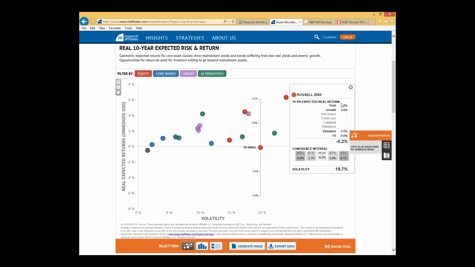For the Russell 2000, the yield is lower, 1.4%, with a little bit higher growth at 2.0%, but they expect the valuations to come down over time, so they're showing negative 3.5%. For a total expected return of negative 0.2%, and again, that's after inflation, or real return.